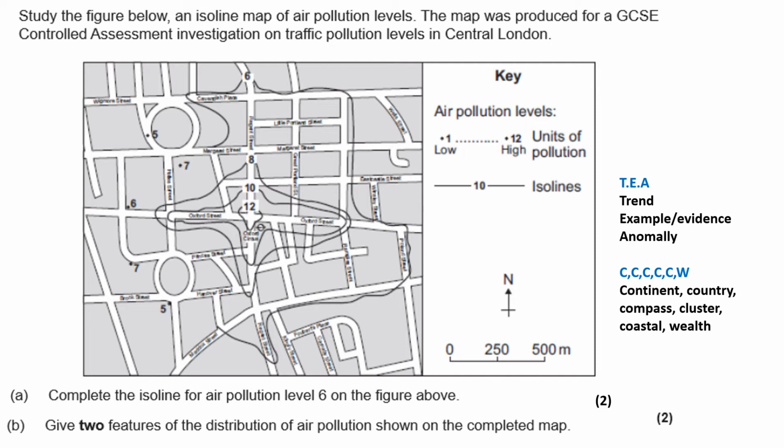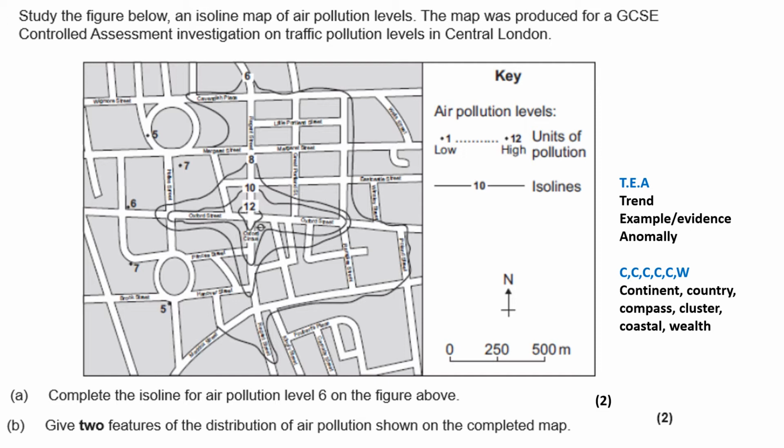Study the figure below, an ISO-line map of air pollution levels. The map was produced for a GCSE controlled assessment investigation on traffic pollution levels in central London. Right, well, let's have a look at it. Let's have a look at the key as well. So the key is telling us air pollution levels, 1 is low, 12 is high. We can see what the ISO lines look like. They're lines with numbers on them. We're shown that the top of the map is pointing towards north, and we're given a scale as well.